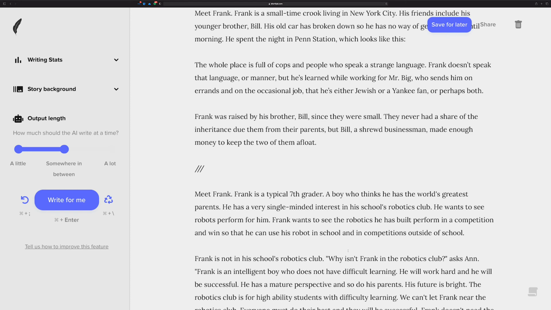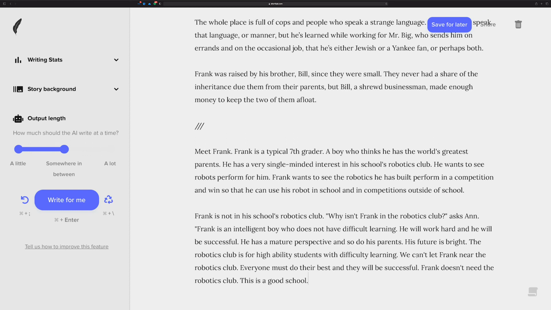With difficulty, it's for high ability students with difficulty learning. We can't let Frank anywhere near the club. He doesn't need it. He's already too good for it, basically.